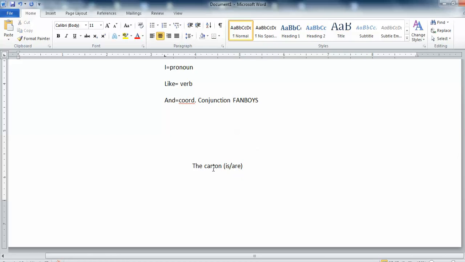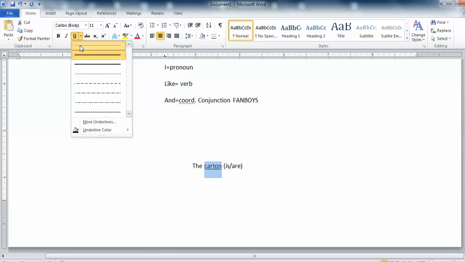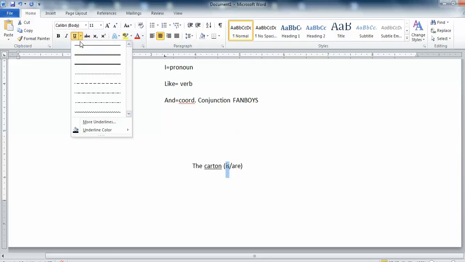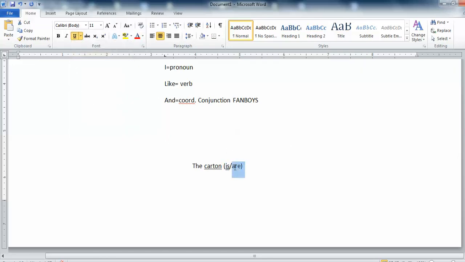Okay, so that leaves us with the carton and your verb choice, is or are. Well, what's the subject here? Obviously it's the noun carton. How many cartons do we have? Just one. I double underline that there. We just have one, so the verb would be is. Is is the verb of this sentence.